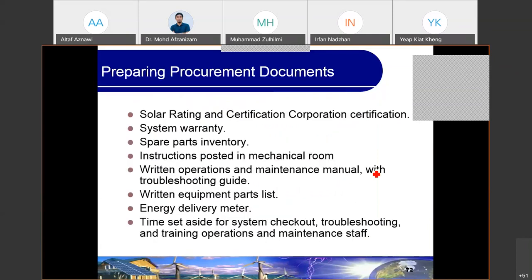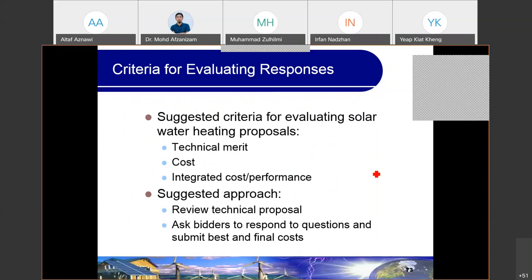So this one. Okay, so this is the criteria that you need to consider, or you need to ensure that you are proposing a winning proposal, dedicated for the water heating proposal. Technical merit, cost, indicated cost performance, suggested approach, review technical proposal, ask bidder to respond, submit the best and final cost.